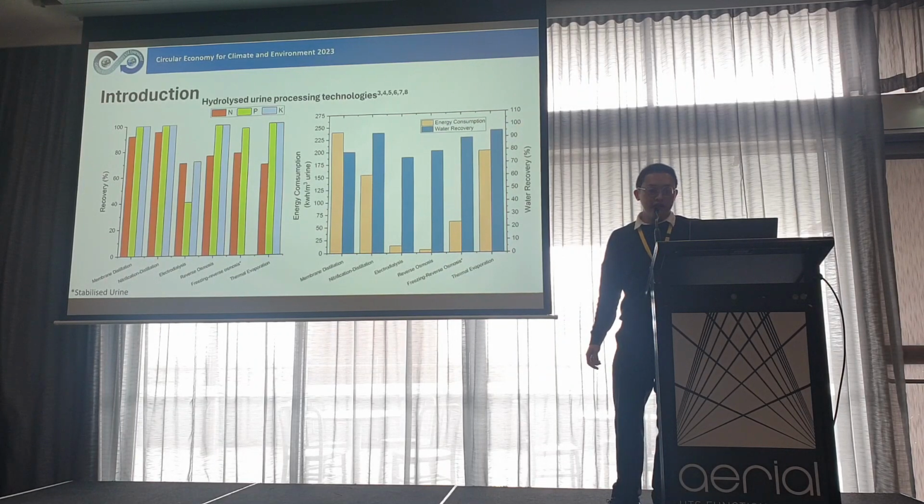Then the water recovery: if we have higher water recovery, it means we can concentrate the urine more. By using reverse osmosis technology, we can get around 75% water recovery. That means we can reduce the volume of the urine by a factor of 4. Then, most importantly, the energy consumption: in kilowatt-hours per cubic meter of urine, reverse osmosis is around 5, which is significantly lower compared to other technologies.